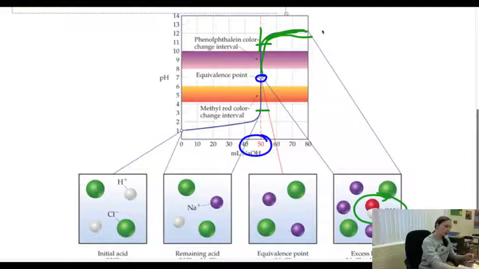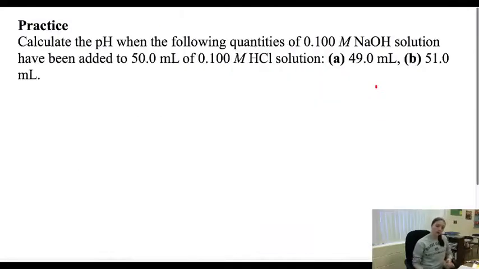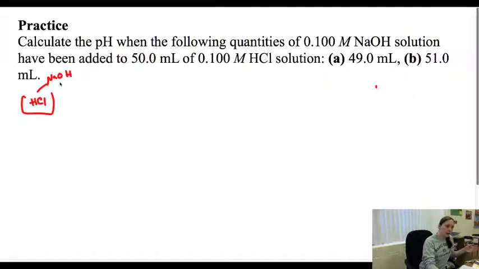All right, so we're going to look at an example with some math here. I'm going to calculate the pH when the following quantities of 0.1 molar NaOH solution is added to 50 milliliters of a 0.1 molar HCl solution. So I know the pH at each one of these points. Now that's going to mean that I have my beaker here that has HCl. I'm going to add different amounts of NaOH, which means I'm going to start acidic and end basic, which is what we just looked at.